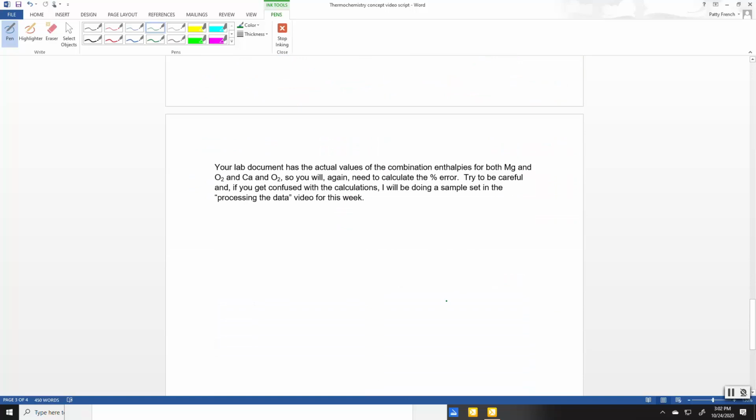Okay, at the end of the calculation section in your lab document, there are actual values for the combination enthalpies for both magnesium and oxygen and calcium and oxygen. So again, you're going to be calculating the percent error. Try to be careful this week. Try to follow Mr. Proetta's procedure really closely, and you'll get really good values. If you get stuck, I'm going to be doing a sample set in the processing the data video this week, and we can figure it out together.